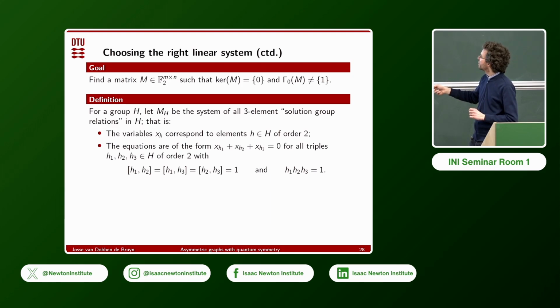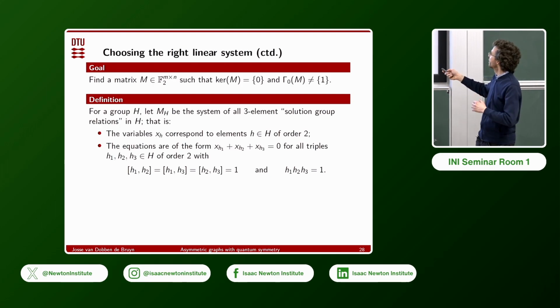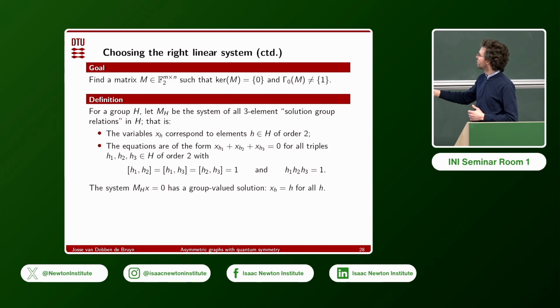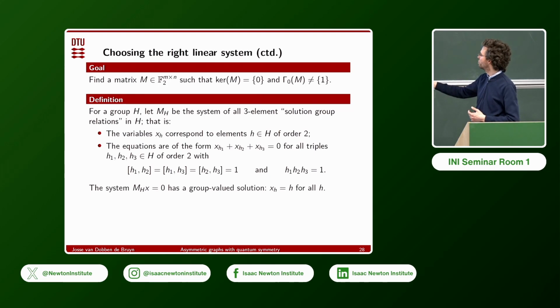So for every element h of order 2 in H, we make a variable x_h. And then whenever three of these elements of order 2 commute pairwise and multiply to 1, we make a linear equation like this. And this is just encoding all the relations that hold in H that you get in a solution group. So in particular, there is a group-valued solution to the linear system. You should just set x_h to h for all h. You have to translate here between the additive notation and the multiplicative notation in the group.